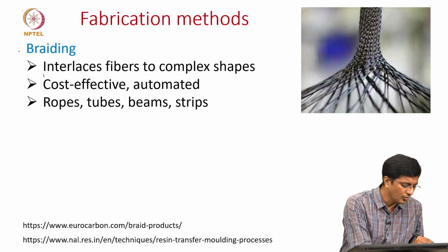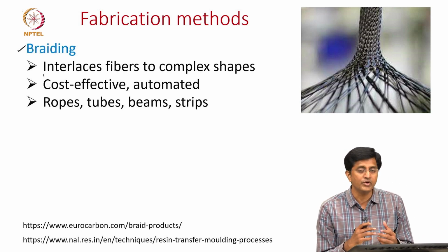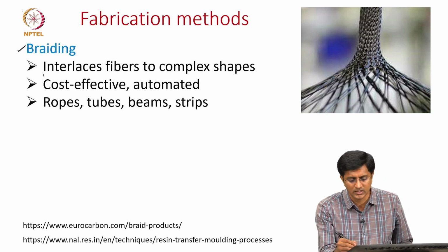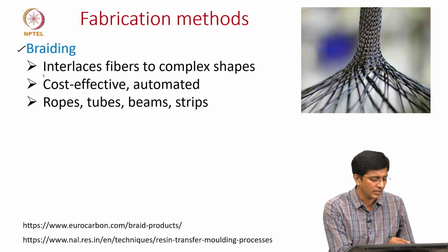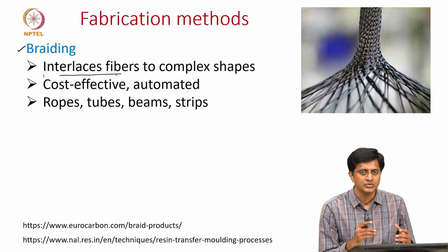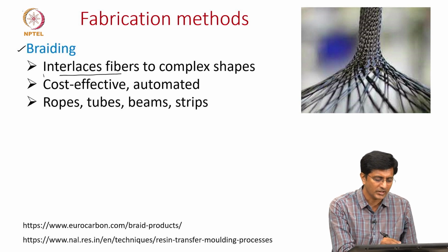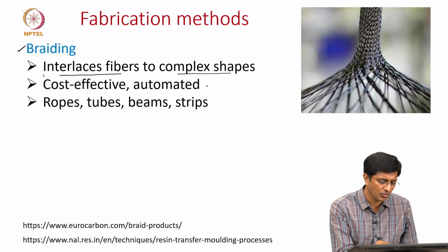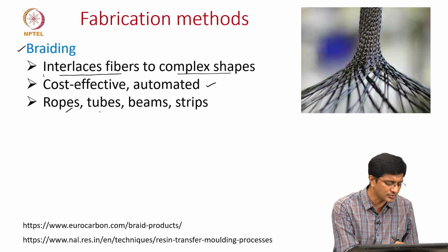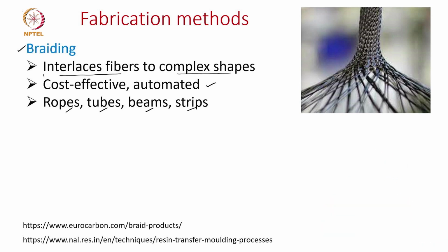So, next we move to braiding. This is another way of weaving of these composites, where as you can see here it is not just two strands, but there are several strands which are interlaced fibers. So, because we are interlacing these fibers, we can achieve these complex shapes. This is again an automated process, therefore, it is more cost effective. And the kind of products we prepare include the ropes, tubes, beams and strips. Essentially, it is helpful to prepare slender members or to prepare these hollow tubes or hollow vessels as well.